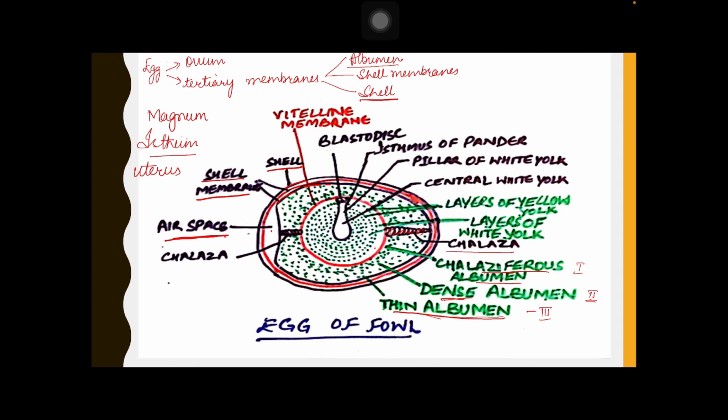So the pores present in the shell, or we can say here there is an air space. What is the function? It helps in exchange of gases with the outside air. This egg takes around 21 to 23 hours to pass down the oviduct. So this is all about the structure of the egg.